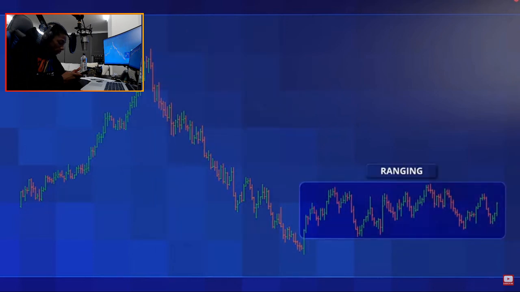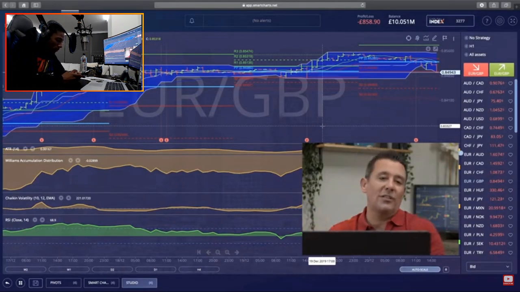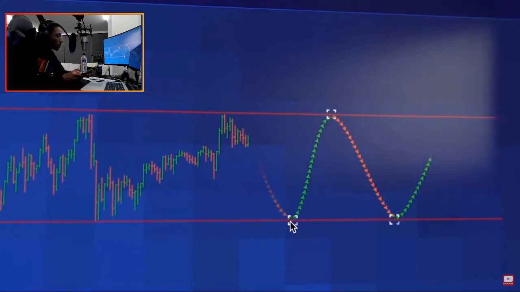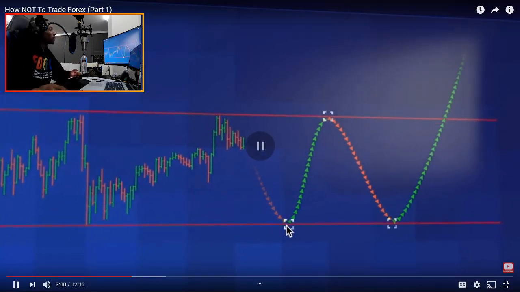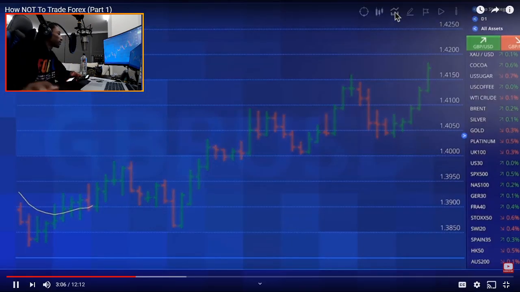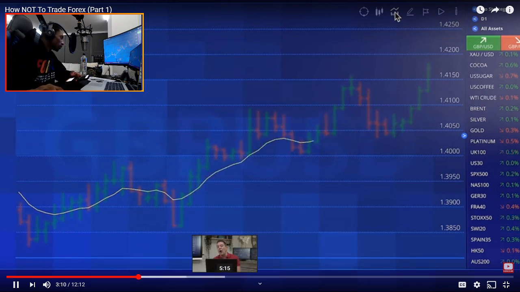Am I in a range-bound market, where I should then be using range-bound indicators? Range-bound indicators are those which test the higher and lower variables, such as pivot points, such as Donchian channels, such as Bollinger Bands. Trend-based indicators are of course your classic moving averages, your MACDs, which is moving average convergence divergence.